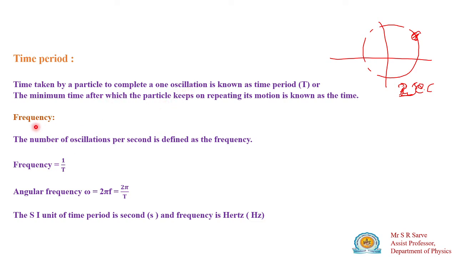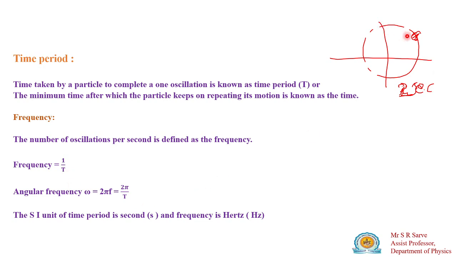And what is meant by frequency? Frequency means how many oscillations the particle will complete in a time period, or the number of oscillations per second. If it completes 10 oscillations in 1 second, then its frequency is 10. If it completes 50 oscillations in 1 second, then its frequency is 50. So by this relation, frequency is the reciprocal of the time period.